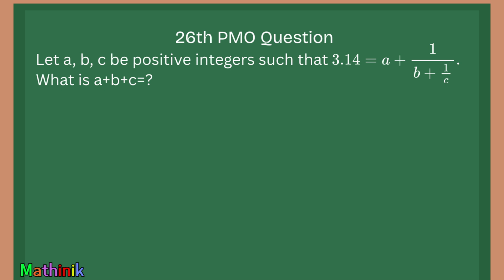We are given that 3.14 is equal to a plus 1 divided by the quantity b plus 1 divided by c. The values a, b, and c are positive integers.